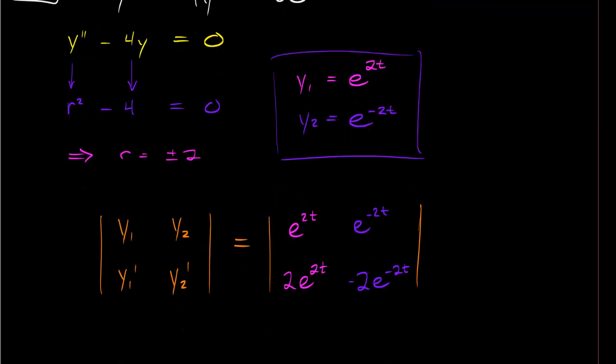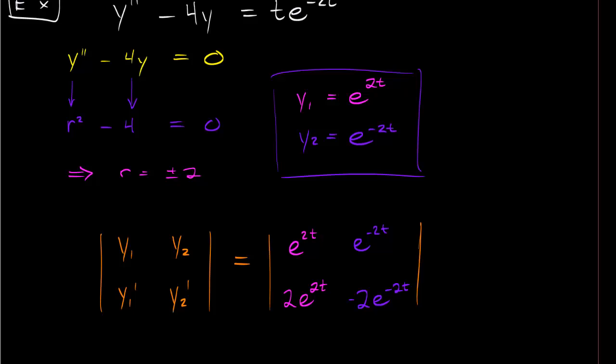So let's work out the Wronskian of y1 and y2. So remember, we write this as W of y1, y2, and it's given by the determinant of this matrix. So I've gone ahead and filled in these functions. Notice y1 goes right here, y2 goes right here. The derivative of y1 is 2e to the 2t. The derivative of y2 is negative 2e to the negative 2t.